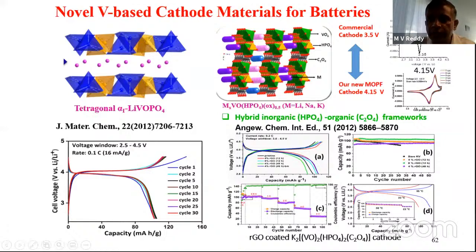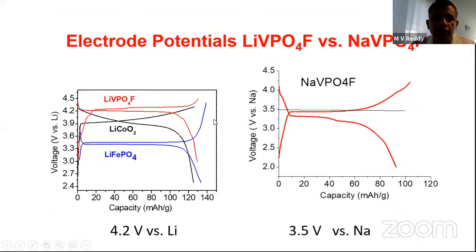Although we published this in a high impact factor journal, for real applications it may not be there yet. This concept was reported for the first time, but there is still scope for these materials to reach a high capacity of nearly 150 or 170, which would be really useful for real applications. In terms of potential compared to lithium iron phosphate, nearly 4.5 volts is good, a positive result.